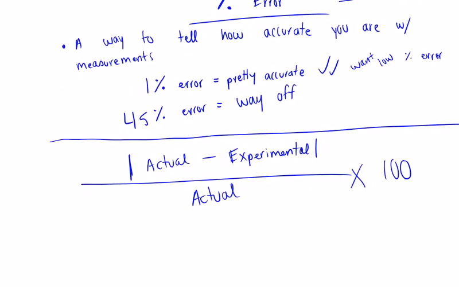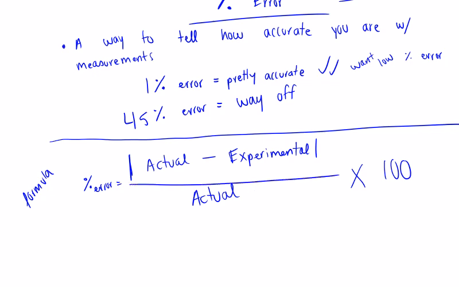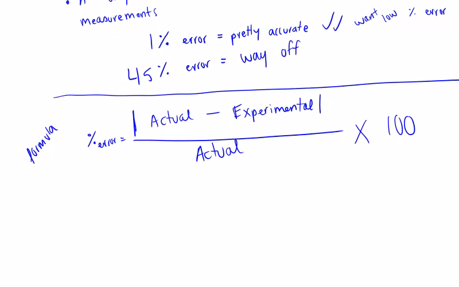Okay? So here again is the formula for percent error. Percent error equals actual minus experimental all over actual times 100. So note that these are absolute value brackets.